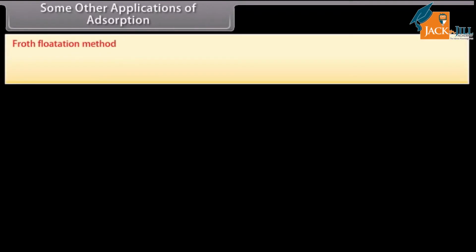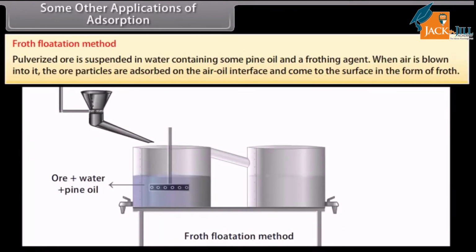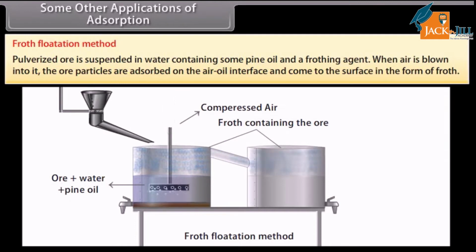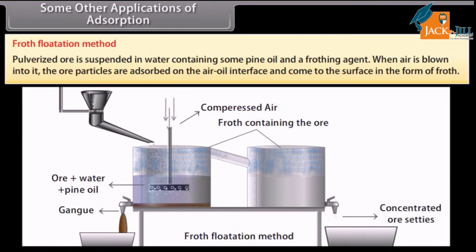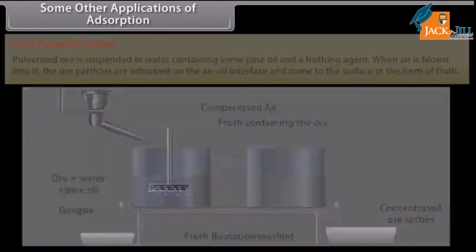Froth flotation method: pulverized ore is suspended in water containing some pine oil and a frothing agent. When air is blown into it, the ore particles are adsorbed on the air-oil interface and come to the surface in the form of froth. For example, sulfide ores are concentrated by this method.